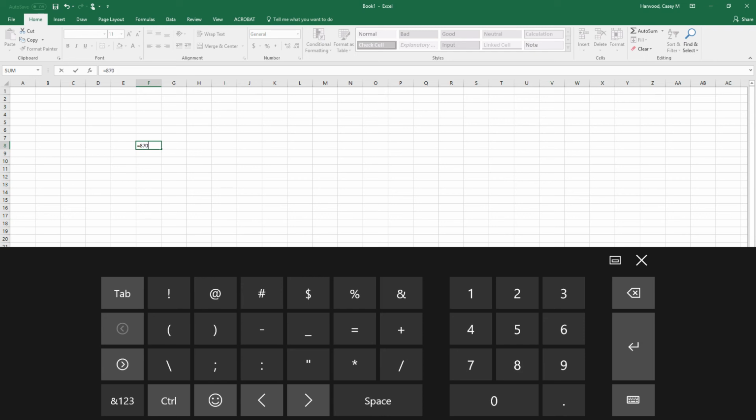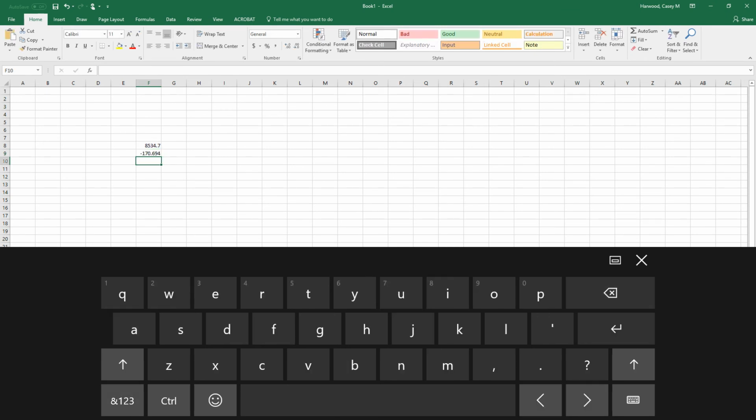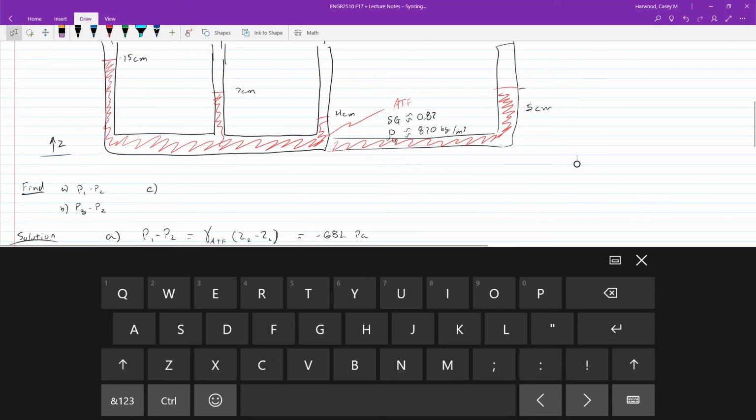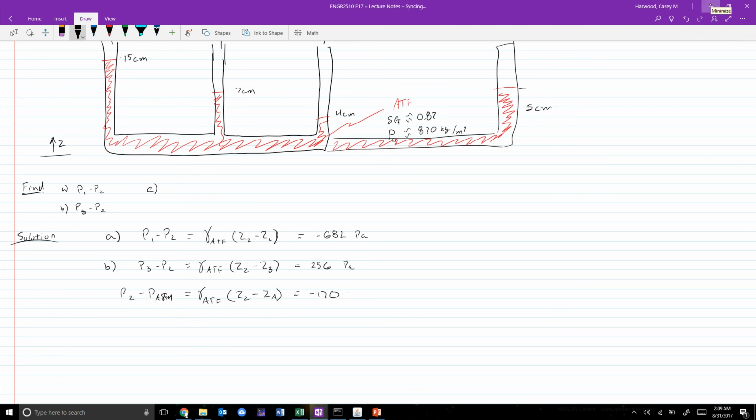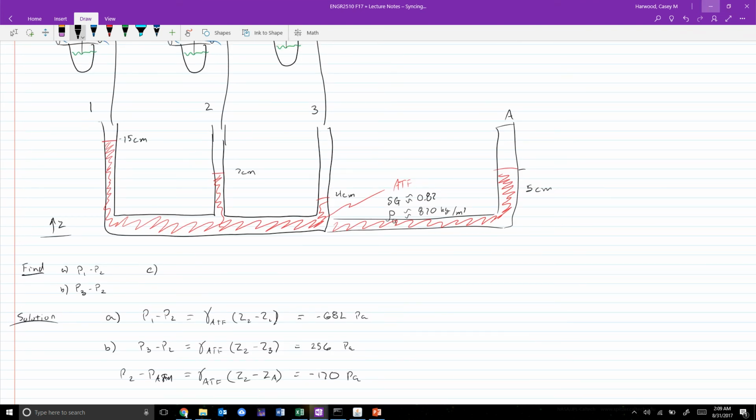Equals 870 times 9.81. There's the specific weight of automatic transmission fluid, and this is going to be equal to that times, in parentheses, 0.05 in meters minus 0.07, which gives us negative 170 pascals, meaning that cylinder 2 is under 170 pascal vacuum relative to atmosphere.